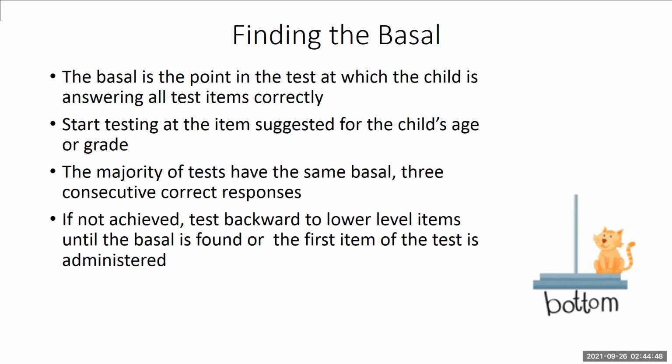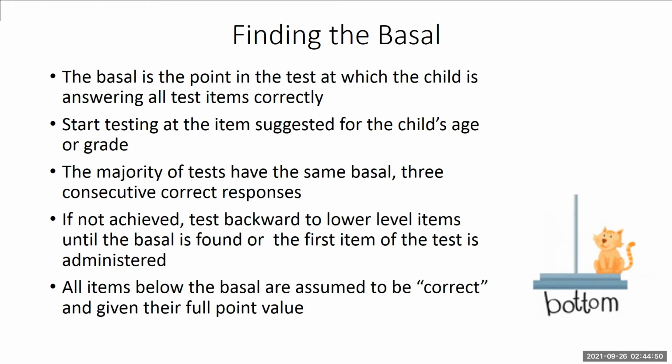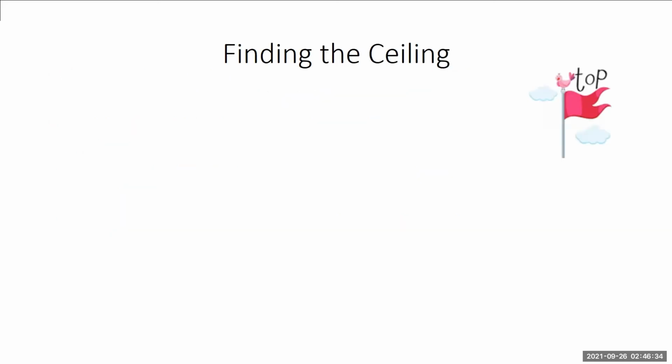This final point is important because an error completely invalidates the test norms. All items below the basal are assumed to be correct and given their point value, even though these items were never actually given. Many test manuals direct you to find the ceiling before finding a basal.